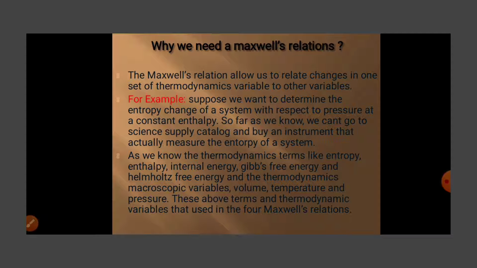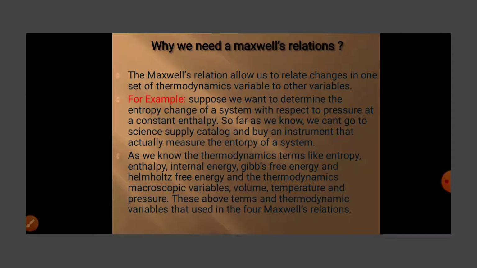So that's why Maxwell relations are important in order to calculate the entropy change of a system, and to calculate the enthalpy. There are a number of other variables, and we have to find out the change with respect to one variable to another variable.